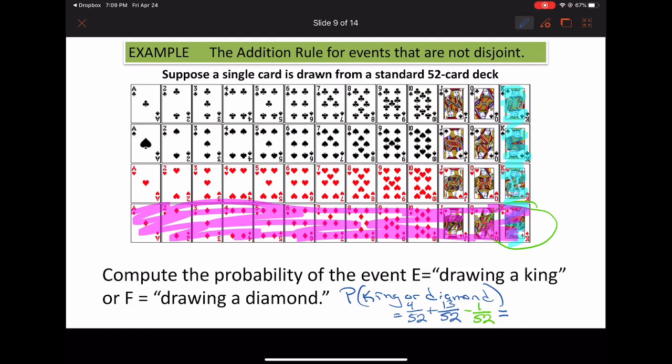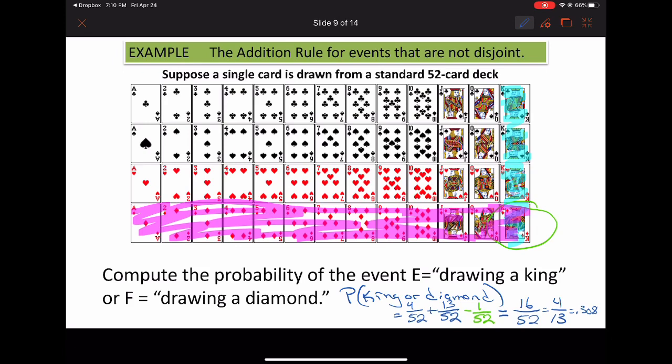So I have 16/52, which simplified is 4/13, or 0.308 approximately. So there's a 30.8% chance of getting either a diamond or a king.